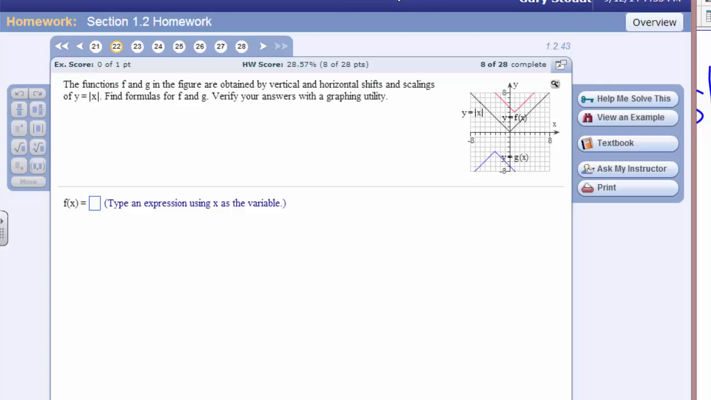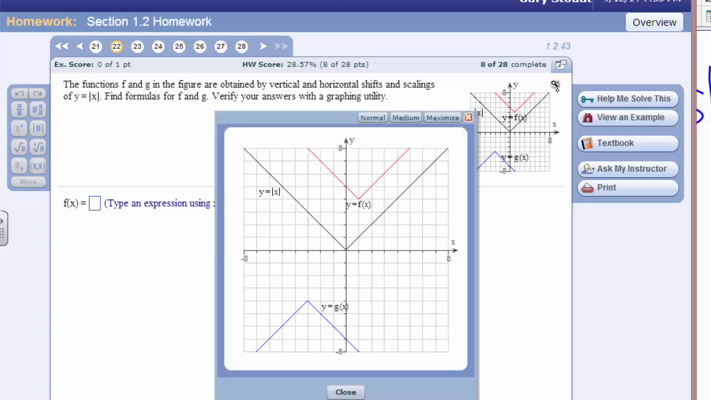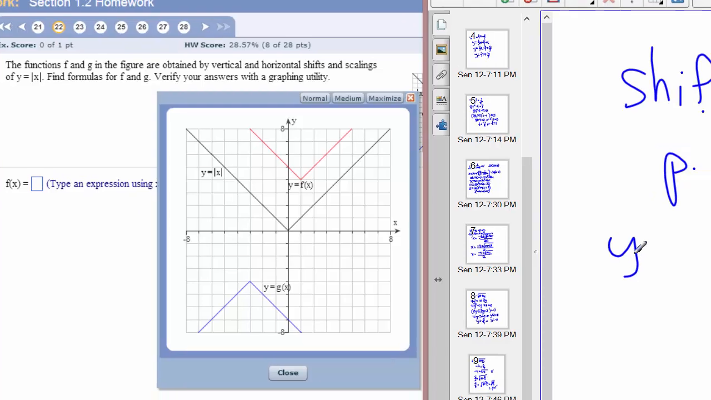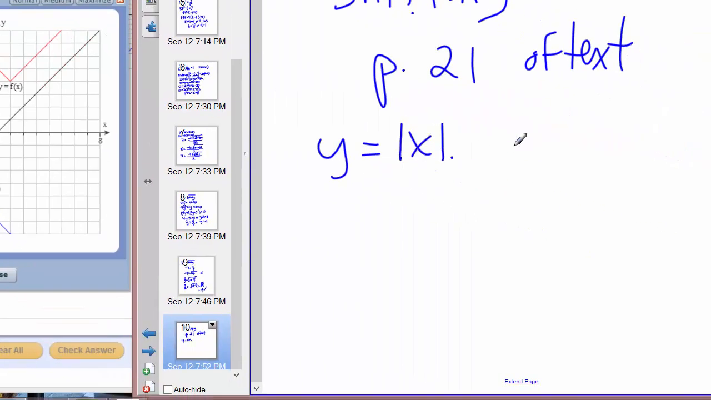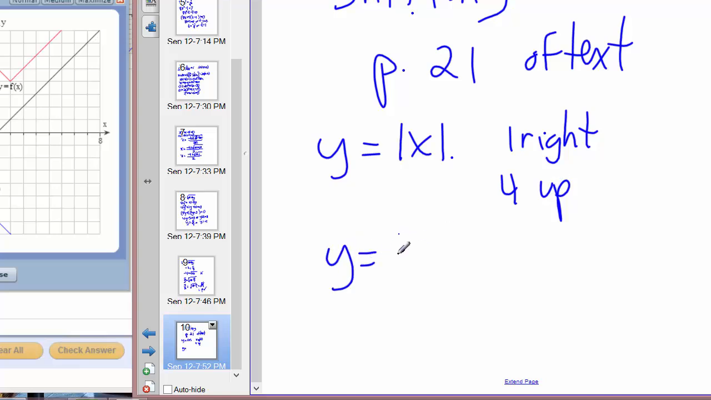So function f is the red one in the graph, and you will notice, and if you don't notice, you can use the zoom feature. You will notice that it is the graph of the absolute value of x shifted 1 to the right and 1, 2, 3, 4 up. So we have y equals the absolute value of x, and we go 1 right and 4 up. So if you remember, by shifting right, that will give us absolute value of x minus 1. And then by shifting 4 up, that will give us plus 4.